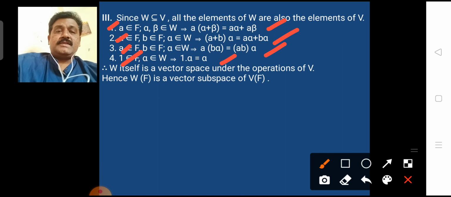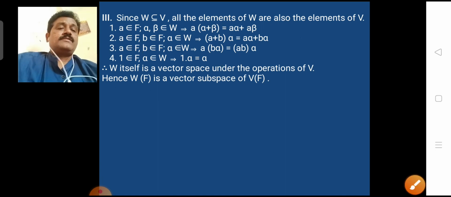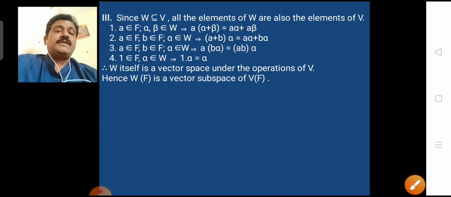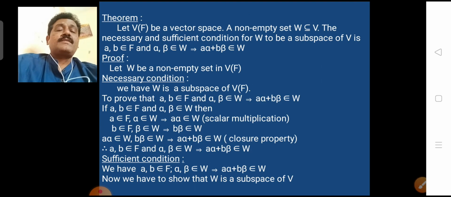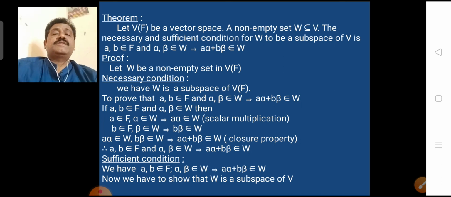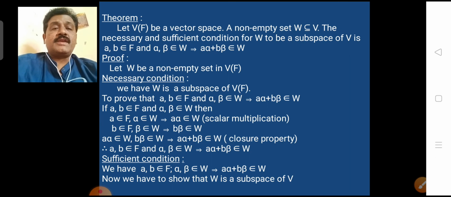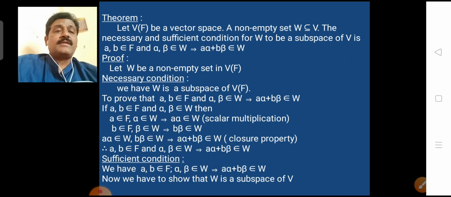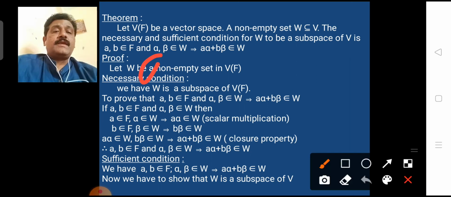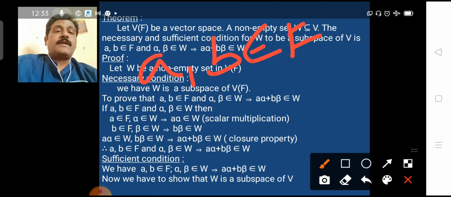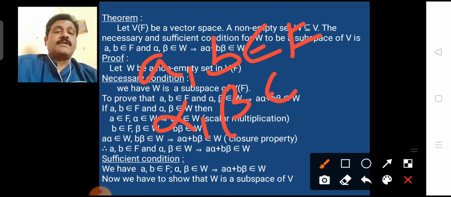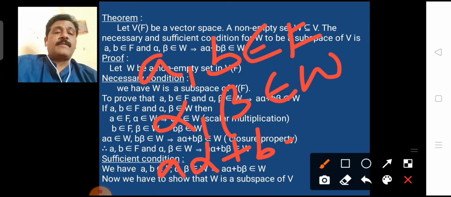This is the theorem we completed very well. Let us go to another theorem. This is also a necessary and sufficient condition for a non-empty subset W of a vector space V to be a subspace. The condition is now only one, that is, A, B belong to F and alpha, beta belong to W implies A alpha plus B beta belongs to W.